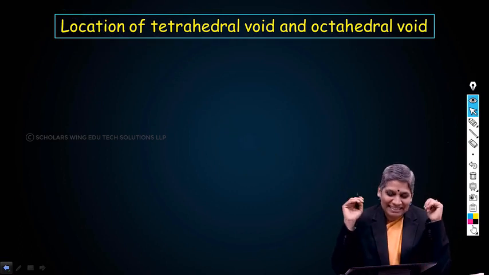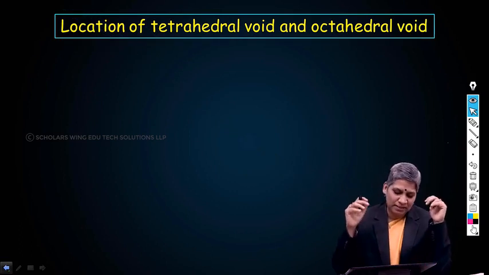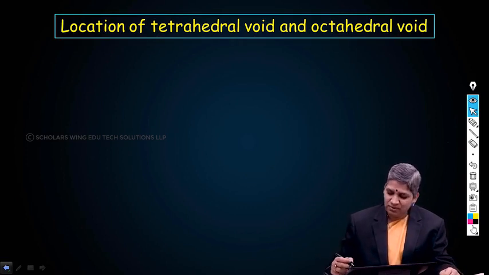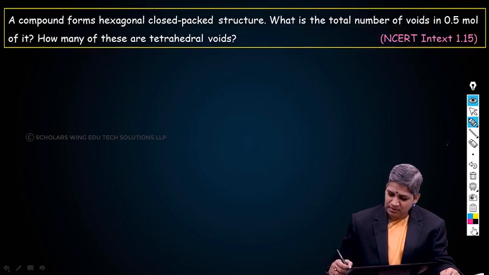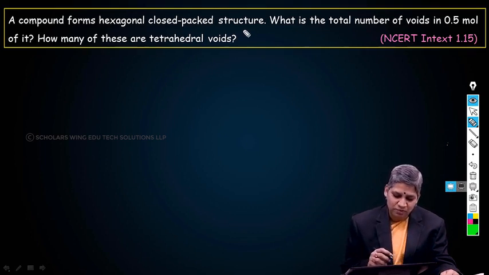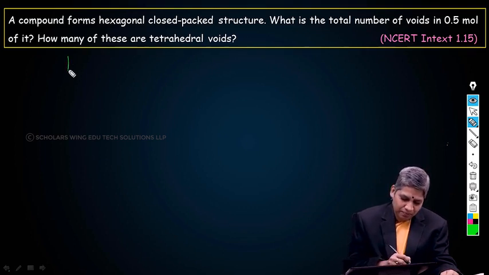Welcome back. Let's take up some questions on the next topic, that is location of tetrahedral voids and octahedral voids. Okay, let's look at the first question. Yeah, the first question reads like this. A compound forms hexagonal close-packed structure. It is HCP. It's the first data you should know.